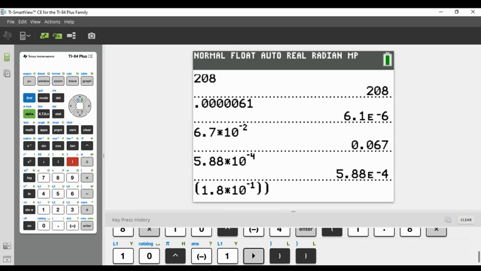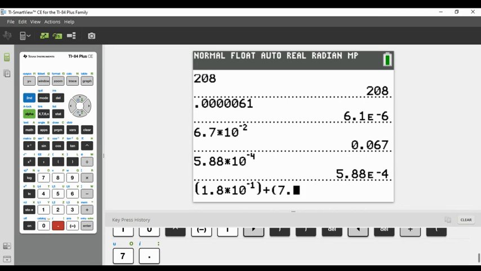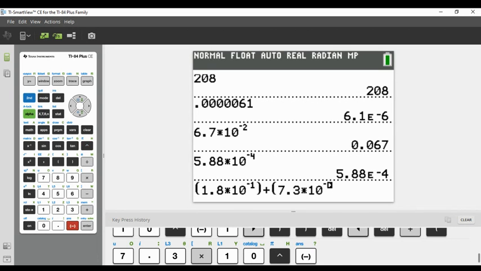Okay. And then plus parentheses 7.3 times 10 to the negative 3. Since they didn't match, we could not combine like terms. It's not one of the easier ones. It has different exponents on the tens. And then I'm going to close that.